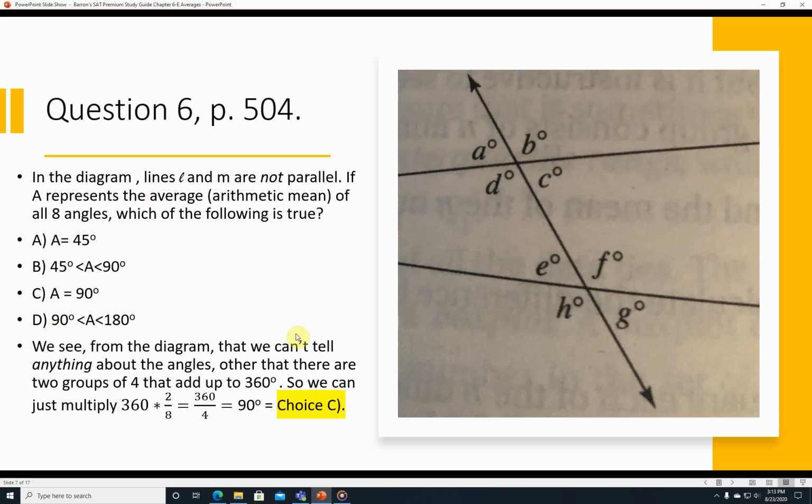Well, we can see from the diagram that we can't tell anything about these angles other than that each group of 4, A, B, C, D, adds up to 360, and E, F, G, H adds up to 360. So we can just take 2 times 360 and then divide by 8. That ends up being 360 times 2 over 8, which is 360 over 4, which is 90, choice C. Remember, when they tell you it's not drawn to scale, and they don't give you anything that shows that something's parallel or perpendicular, there are very few things you can tell.